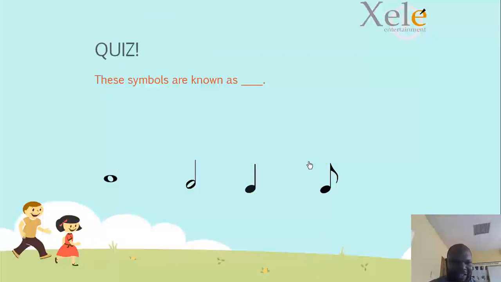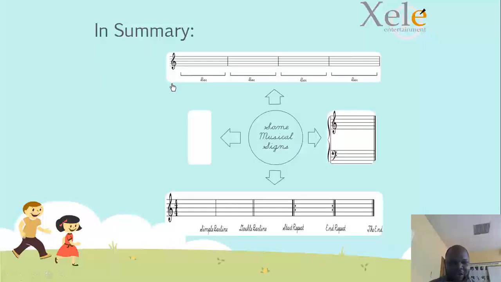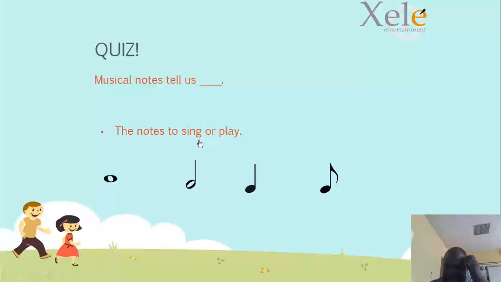And again, I have a quick quiz. These symbols are known as musical notes. Musical notes tell us what exactly? They tell us the notes to sing or to play. So in summary, today we have looked at some more musical symbols.